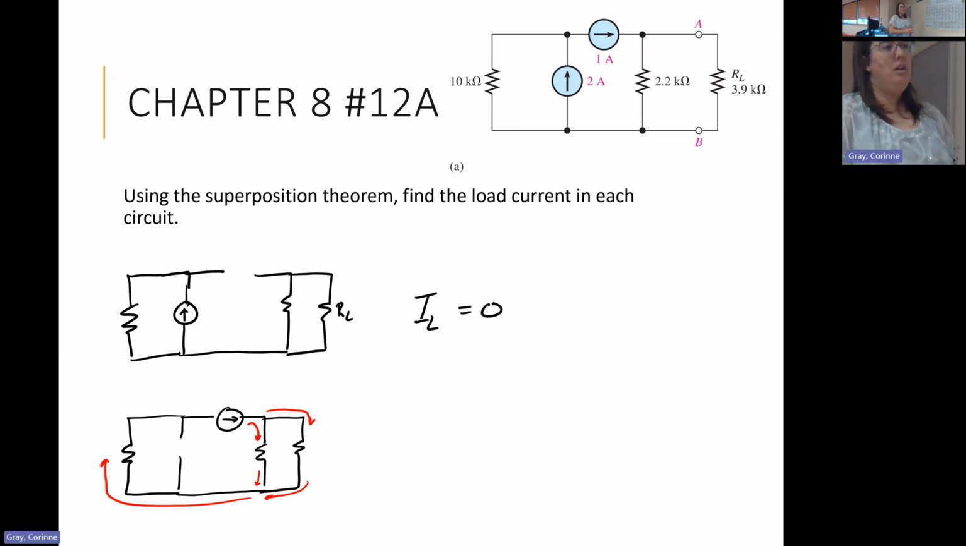So what I need to do is figure out how much of that current is flowing through my RL, or the 3.9 kilo ohm resistor.